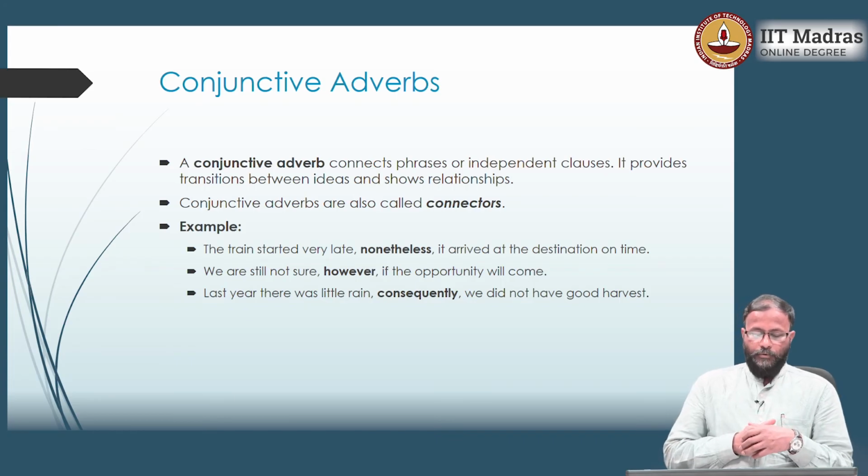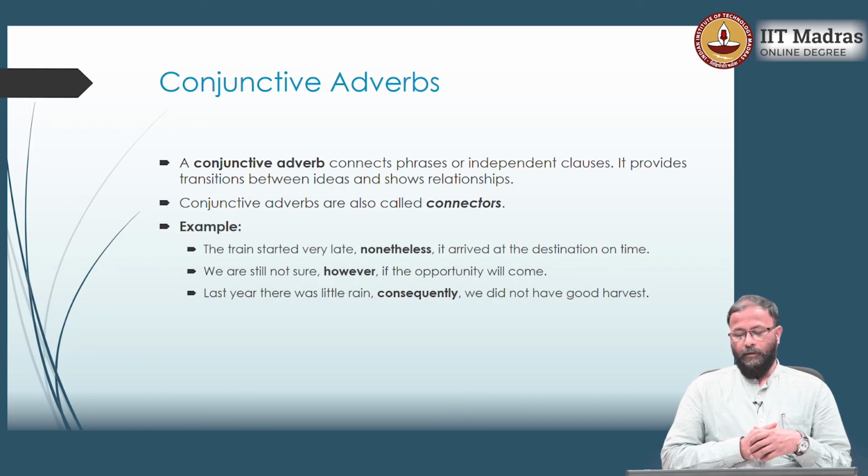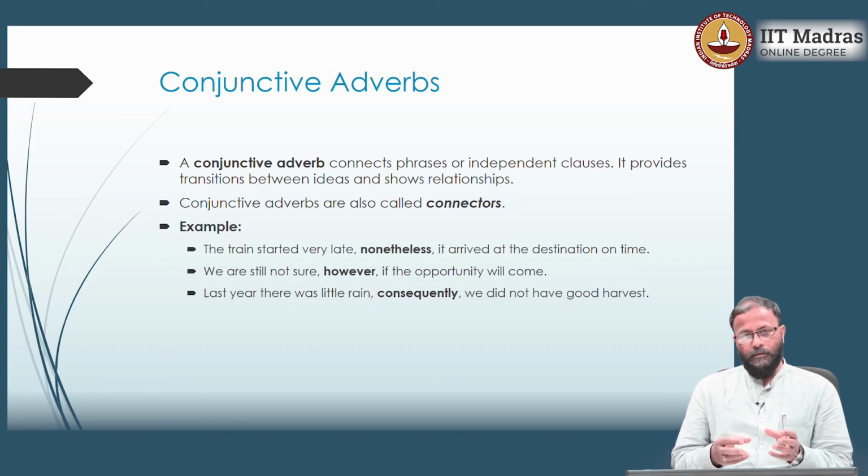So some examples, like: the train started very late, nonetheless it arrived at destination on time. Now look at this word nonetheless. It makes the first sentence and the second sentence linked together. It links these two sentences together, and it provides the idea that even if the train was late, it did not delay and arrived on time. So these two contradictory things, one starting very late and the other arrival on time, are two contradictory ideas which are linked.